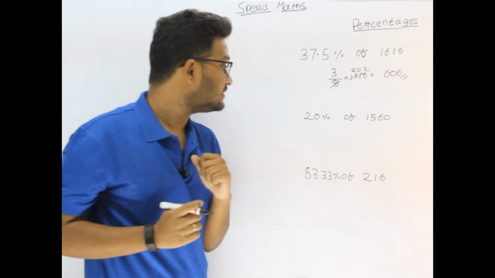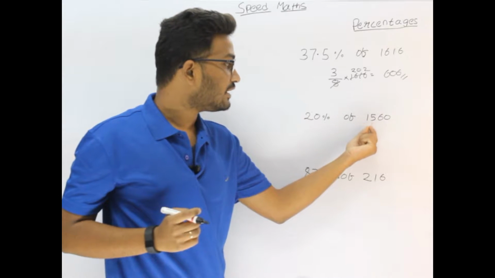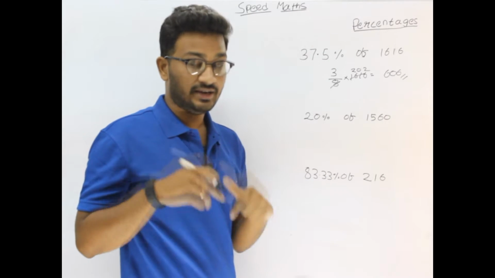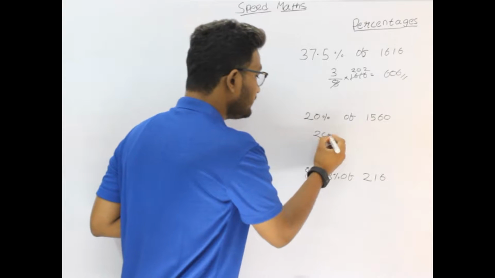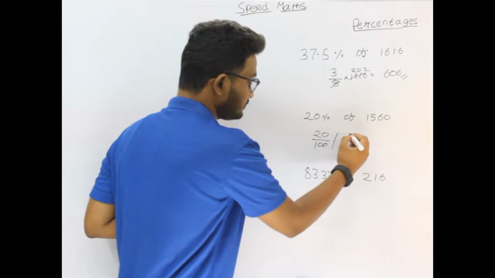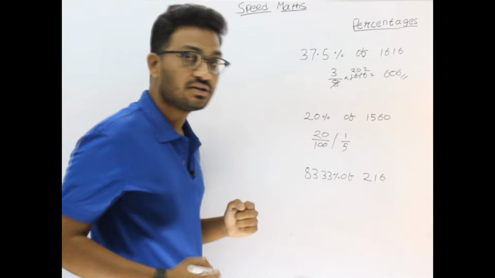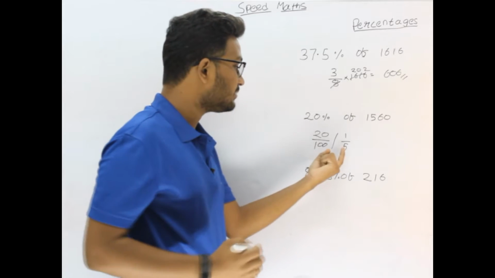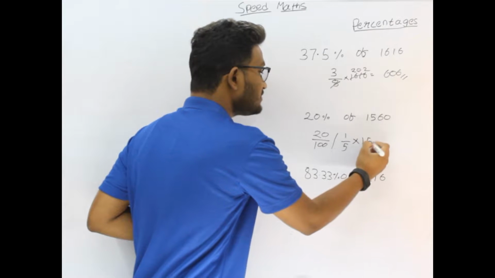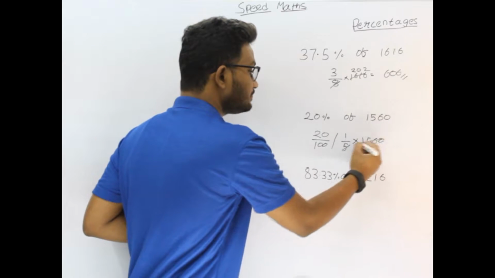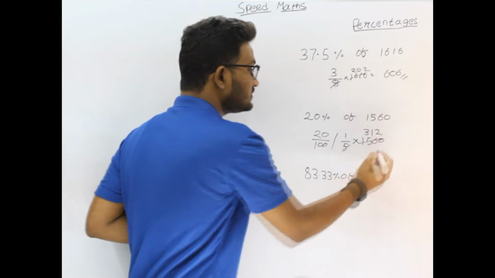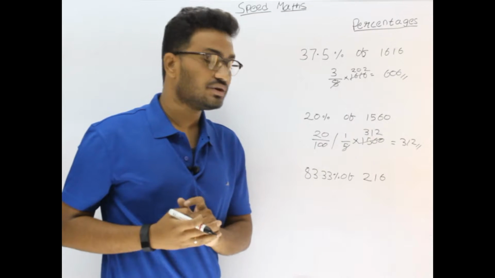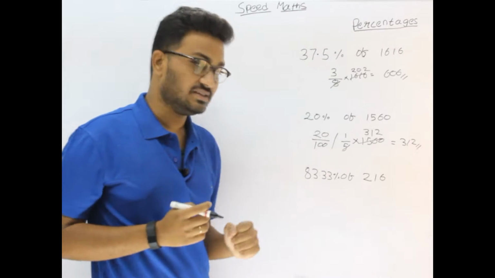Now let's see this example. 20% of 1560. And we all know that 20% is 20 by 100, or 1 by 5, right? Now we can multiply this number with this or this. Let's multiply this with 1 by 5, which will give us 312. So 20% of 1560 is 312.